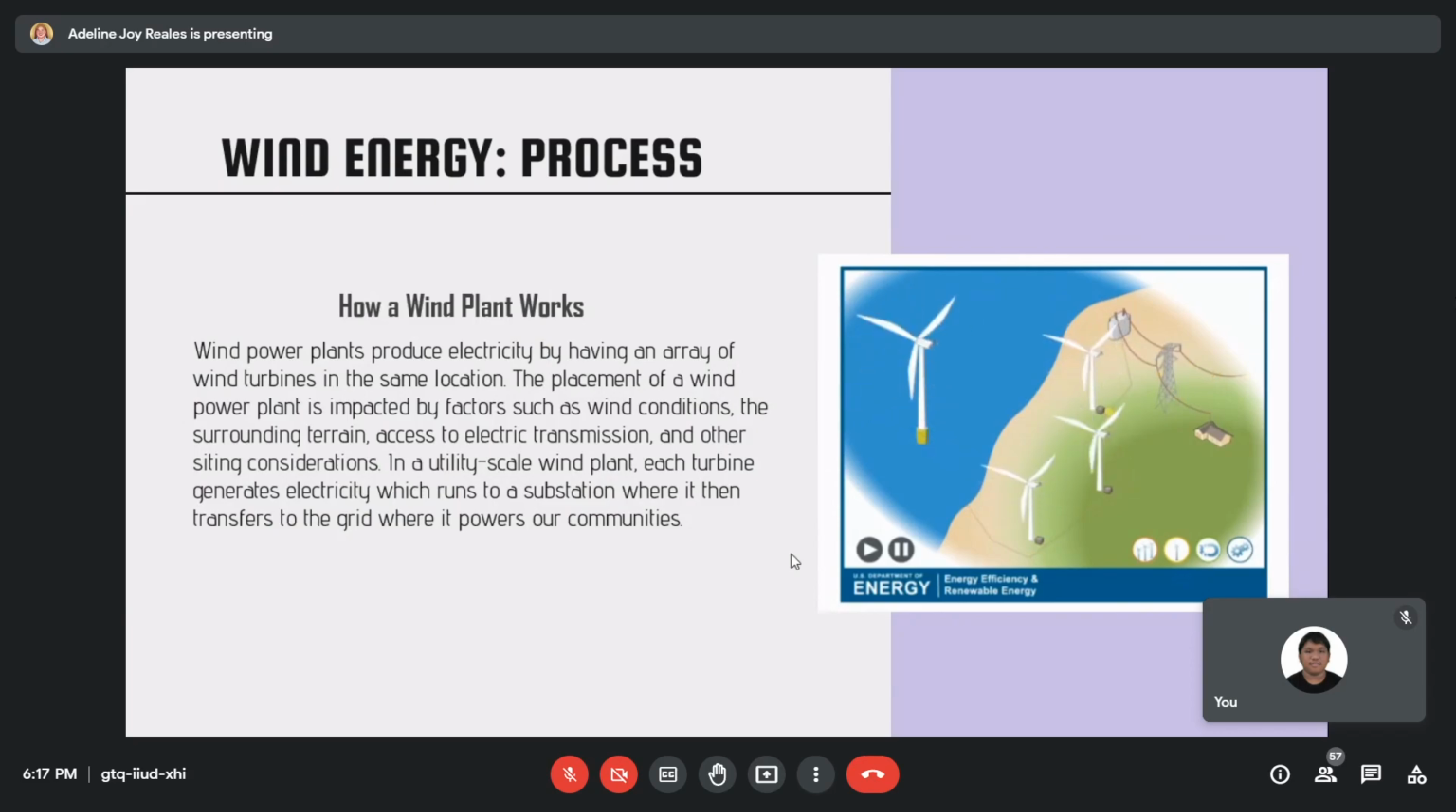The placement of a wind power plant is impacted by factors such as wind conditions, the surrounding terrain, access to electric transmission, and other siting considerations. In a utility-scale wind plant, each turbine generates electricity, which runs to a substation where it then transfers to the grid and where it powers our communities.